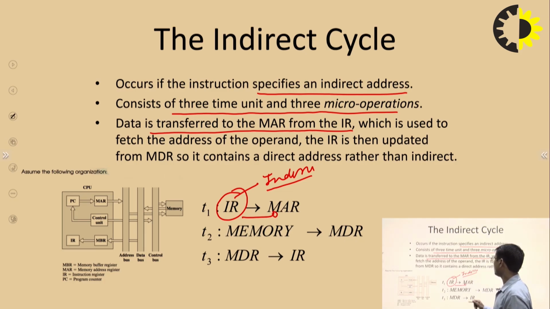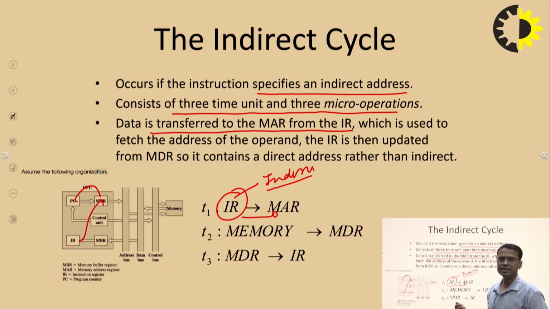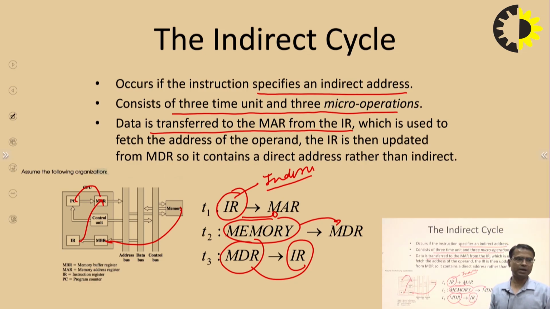Okay, so IR will send it to the MAR. And then the memory will know from where this indirect address is to be brought. So that particular address data is brought to the MDR. Okay, so the data again goes to the MDR and the content of MDR is now updated in IR, particularly for the address part, not for the operation part. Okay, so the operand is updated. It was earlier indirect, so it has now become direct. Fine. So this will consume 3 cycles.